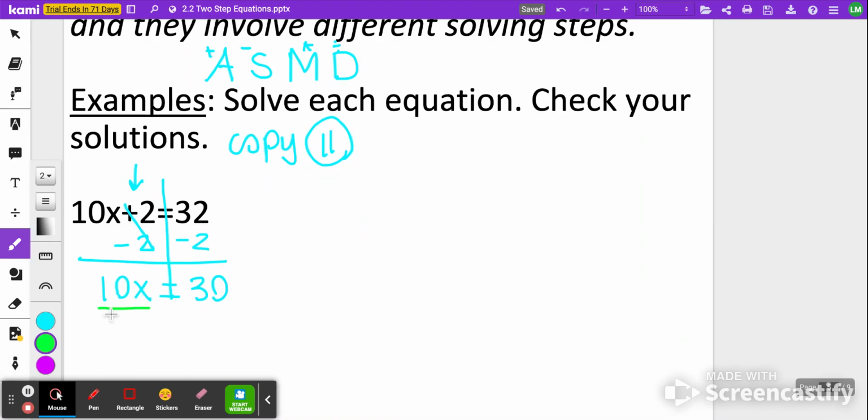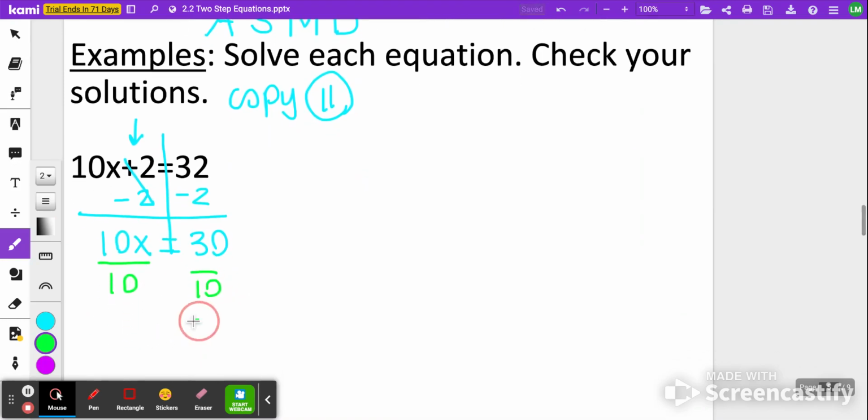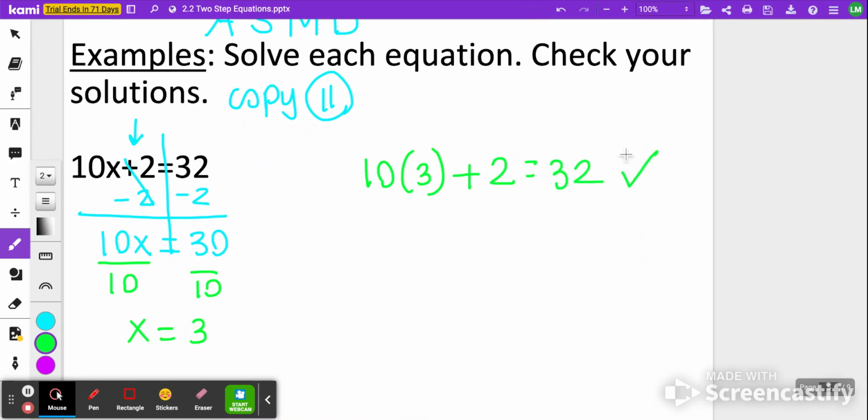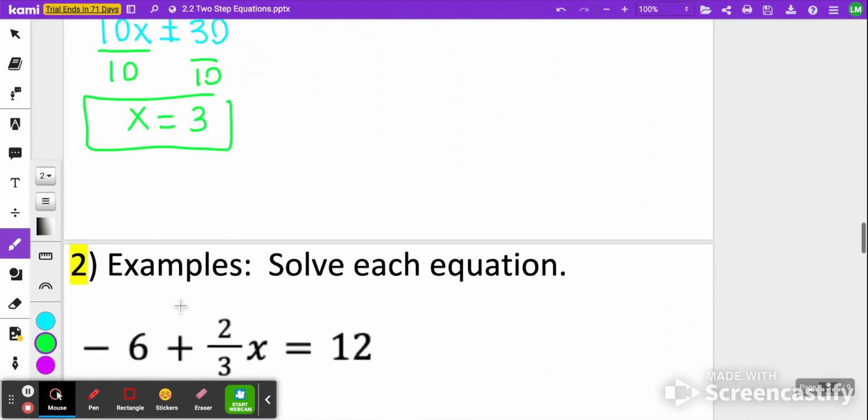10 and x are being multiplied, so to solve it, I will divide. 30 divided by 10 gives me 3, and 10 divided by 10 is 1, so x should be equal to 3. To check my work, I can plug in the 3 where the x was: is 10 times 3 plus 2 equal to 32? It is, so I know that x equals 3 is my correct solution.